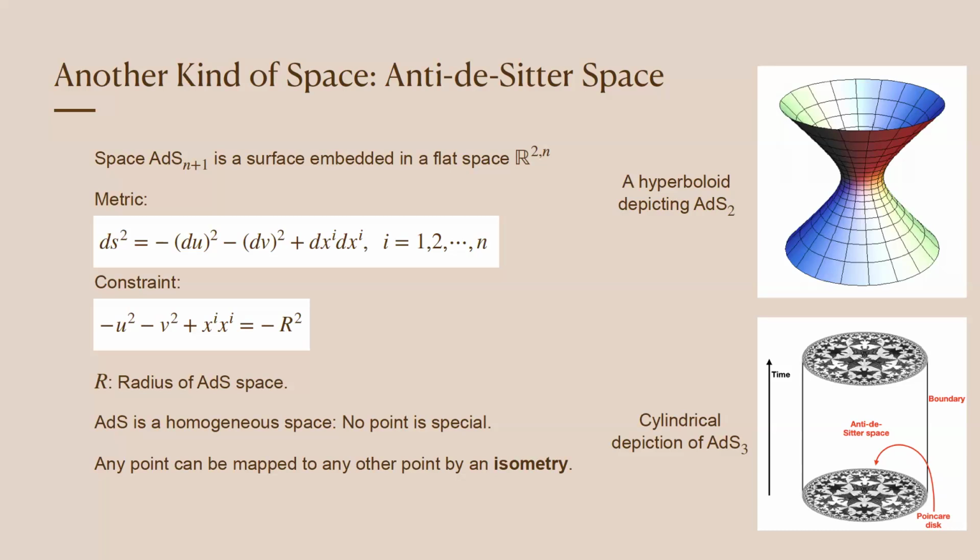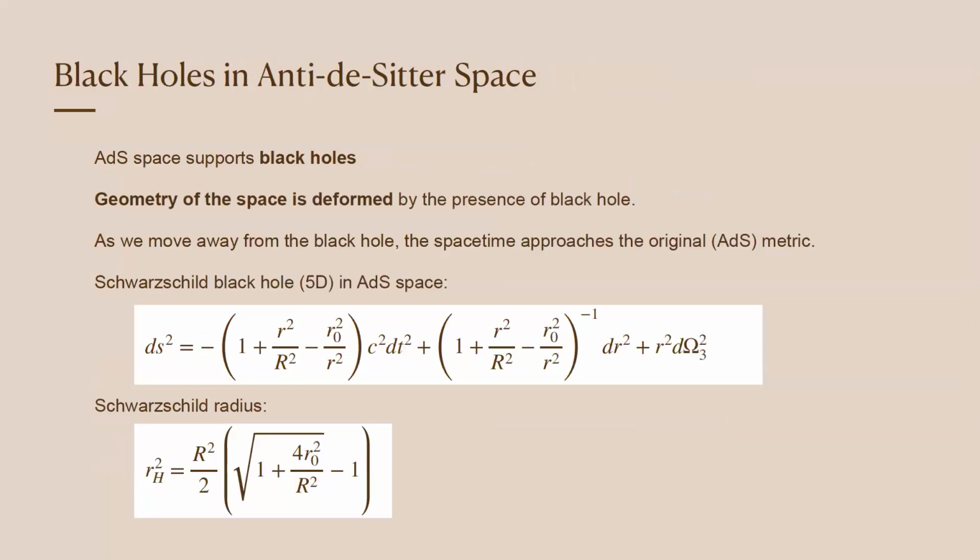This is called the Poincaré patch. There are different ways of representing the space. Now, AdS space also supports black holes. Take AdS space, we can embed a black hole in it. So the geometry of the space is deformed by the presence of the black hole. As we move away from the black hole, the space-time approaches the original AdS space. Similar to what we saw earlier, as we move away from the Schwarzschild black hole, the space-time becomes Minkowski space, asymptotically flat. So in finite-dimensional AdS space, the Schwarzschild black hole has this metric.